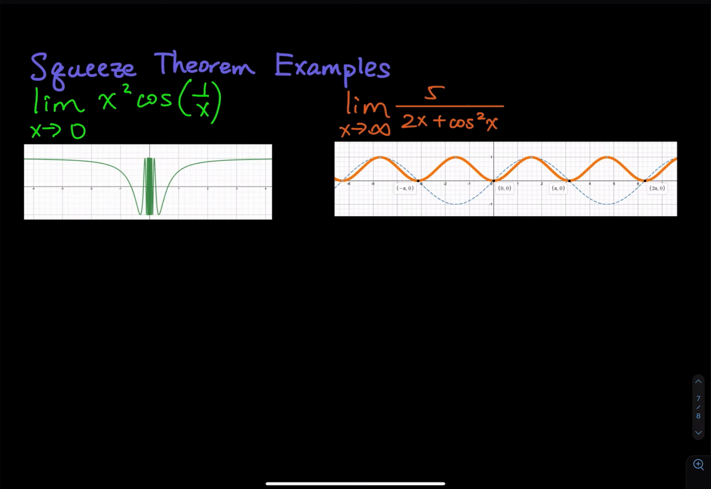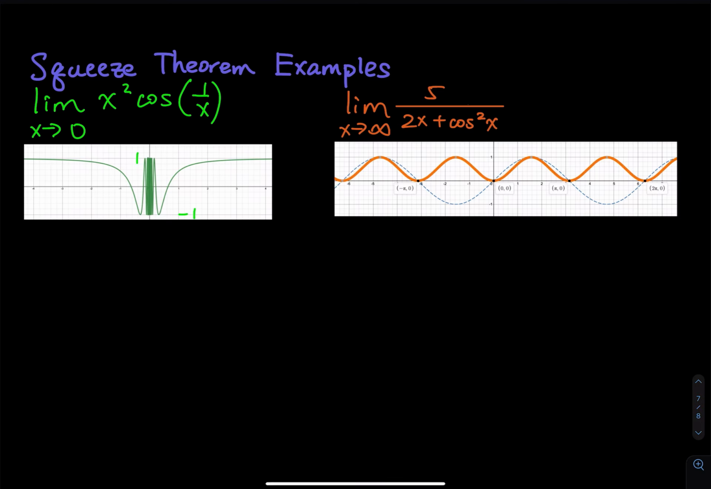More squeeze theorem examples. So the first one is the limit as x approaches 0 of x squared times cosine of 1 over x. If you plug in a 0 to the cosine, you have 1 divided by 0. So this one, looking at the graph of cosine 1 over x, what do you see? You see that cosine 1 over x is between 1 and -1. So the curve exists between y equals 1 and y equals -1, right?